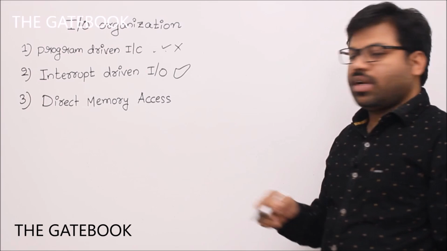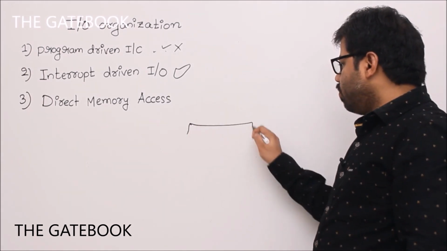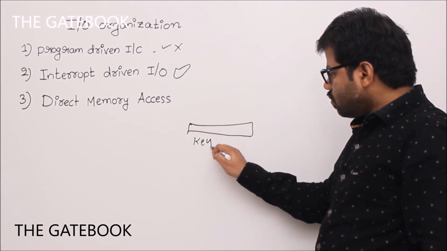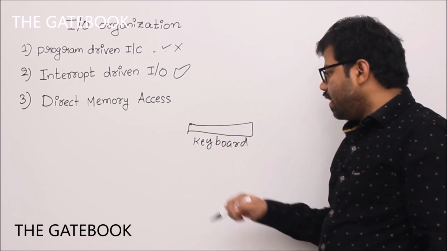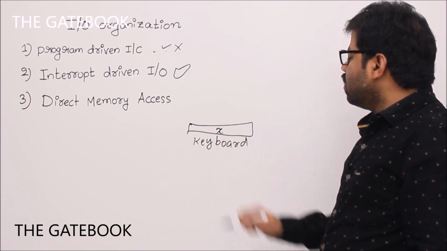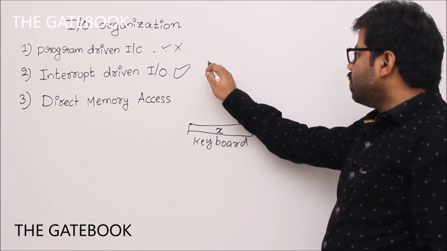Let us recall interrupt driven IO. So you have a keyboard, and this keyboard wants to send the data. It has some data, let's say X. Then this is your processor.